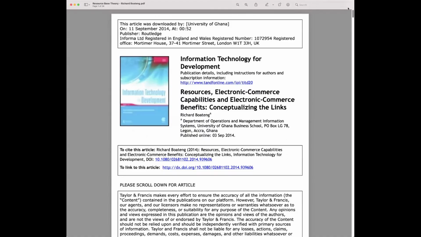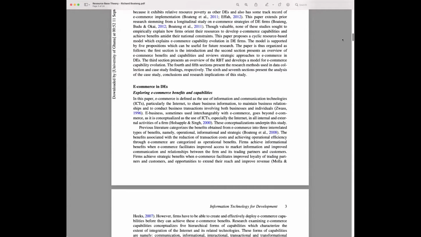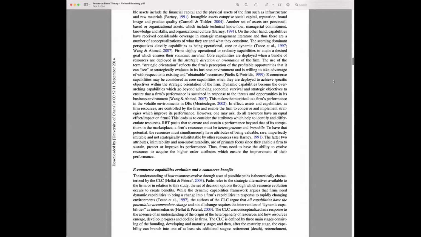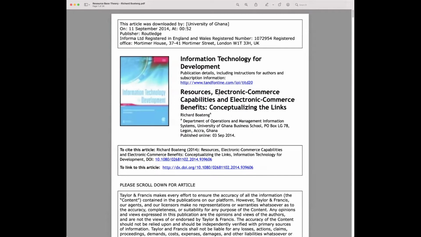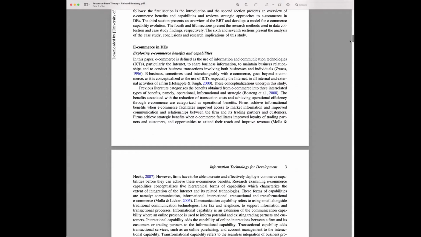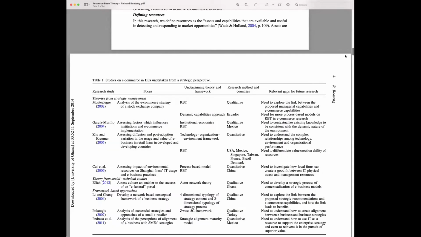The paper is on e-commerce capabilities again, but this is resources, e-commerce capabilities, and electronic commerce benefits. Now, what you see here is that the person is trying to tell you the link between resources, e-commerce capabilities, and then e-commerce benefits. So how do we achieve e-commerce benefits from resources and capabilities? So that's what it's going to do. So it's going to try to tell you causality.